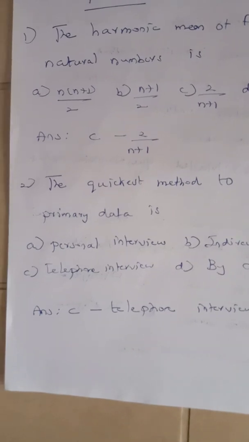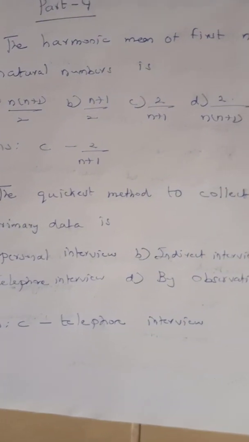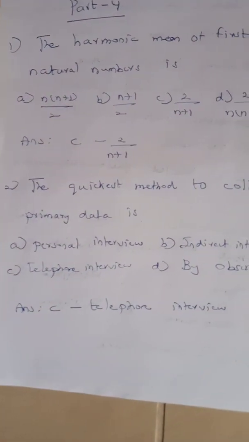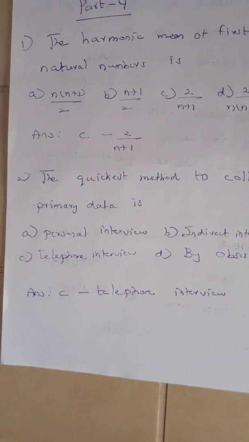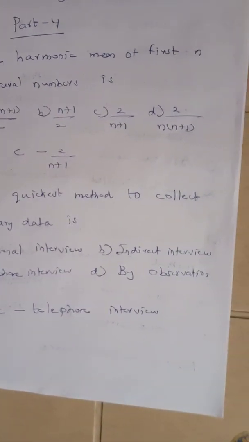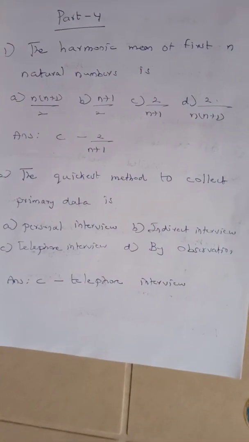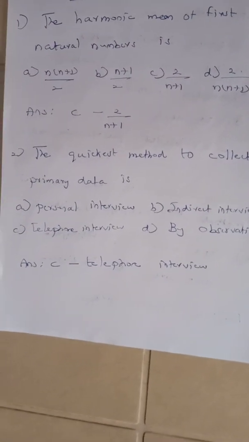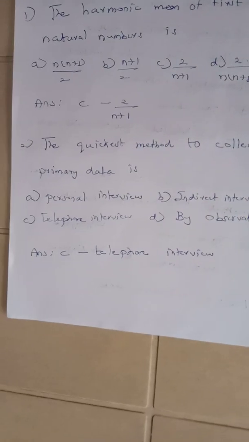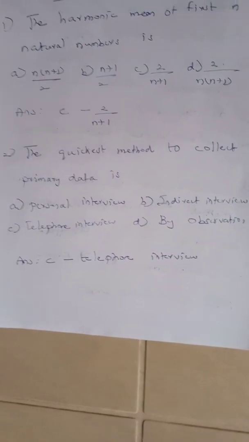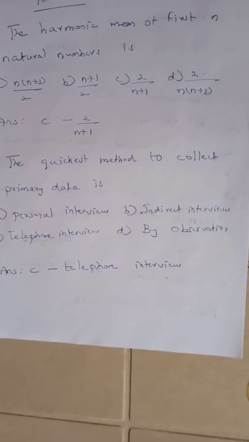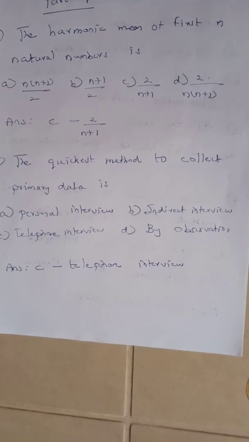Question number 2. The quickest method to collect primary data is option A personal interview, option B indirect interview, option C telephone interview, option D by observation. So to collect the primary data, the quickest method is telephone interview method. We can collect the data. Quickest method is telephone interview method. Let us move to the next question.